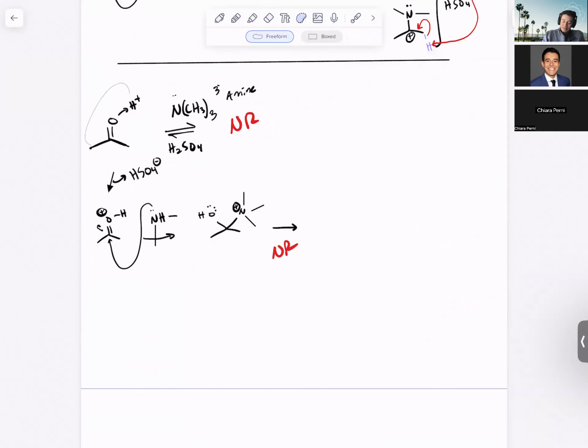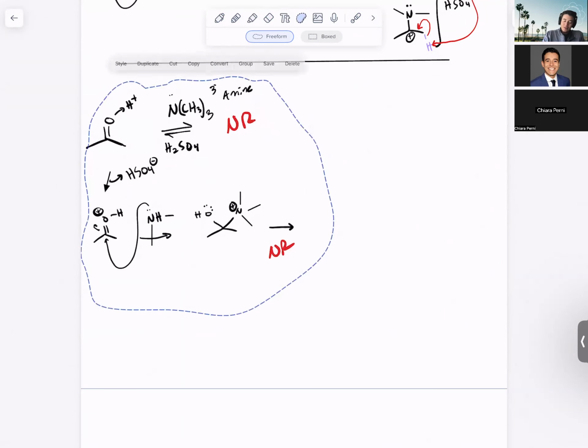Is that the same thing with an aldehyde too? Yes, all of this is applicable whether it's a ketone or an aldehyde.